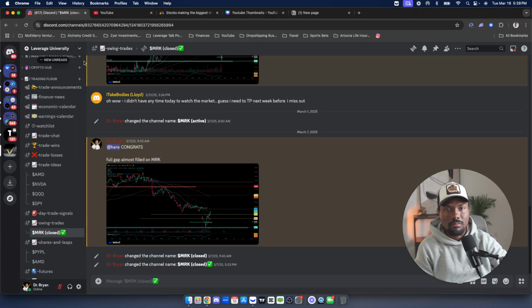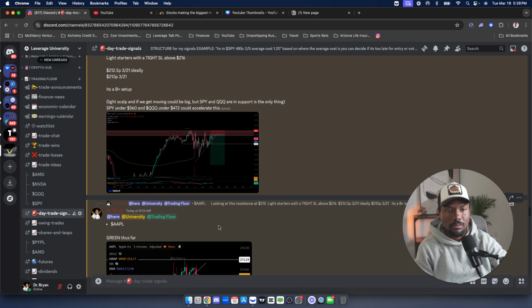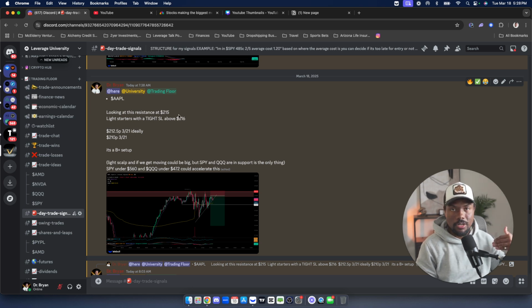Here it is. Day trades. Here was Apple. There's the timestamp. Looking at resistance at 215. Starters, these are terms I use in the community if you're not familiar. Tight stop loss. So if it goes above 216, stop out of the trade. Okay. 212.5 put, 321 expiration, or you could do a 210 put, 321.